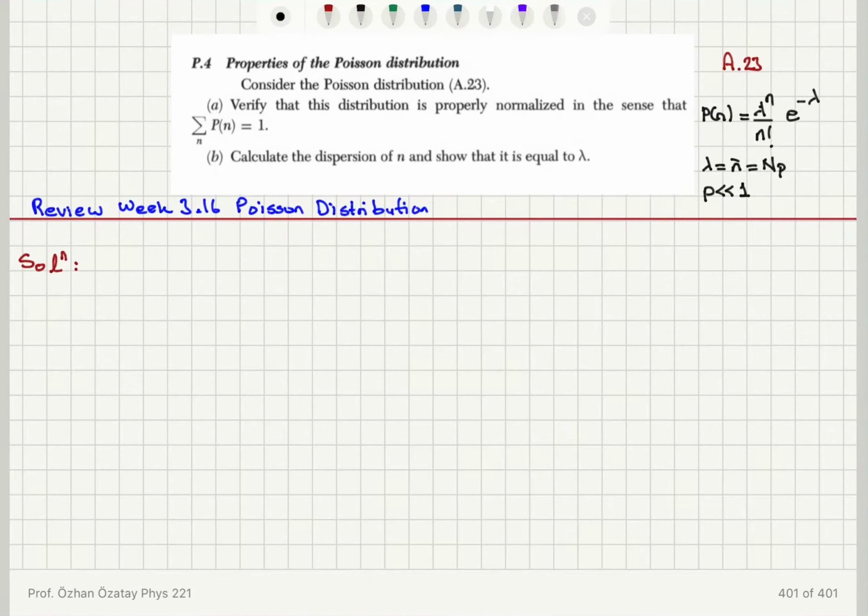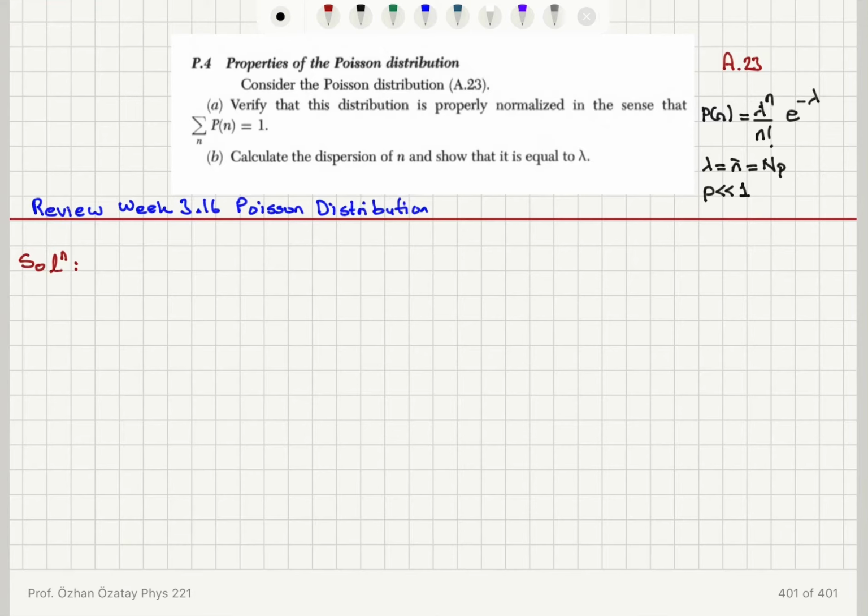Properties of the Poisson distribution. Consider the Poisson distribution, which is lambda to the power n divided by n factorial e to the minus lambda, where lambda is the mean value of n, which is capital N p, where p is the probability that is much less than 1.